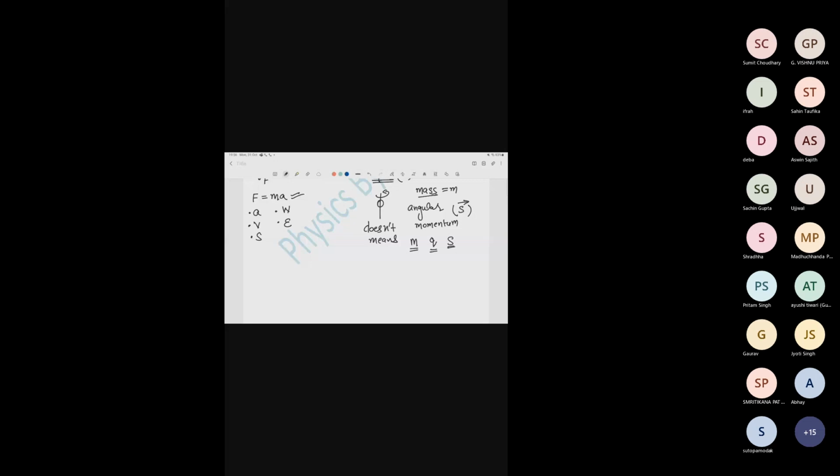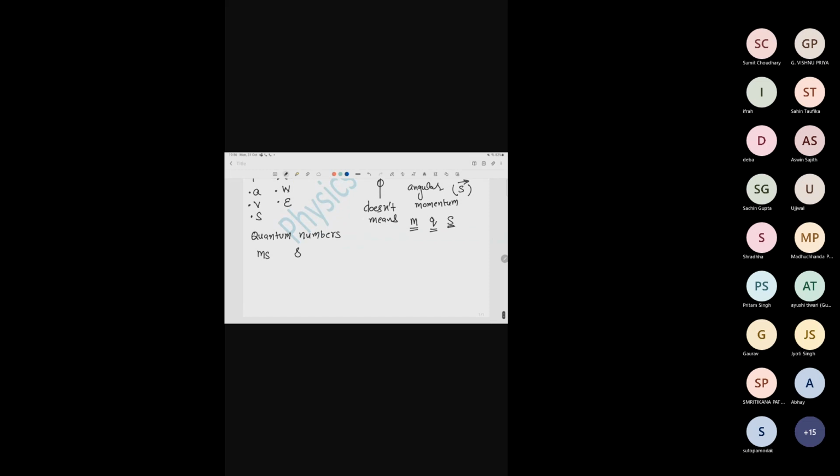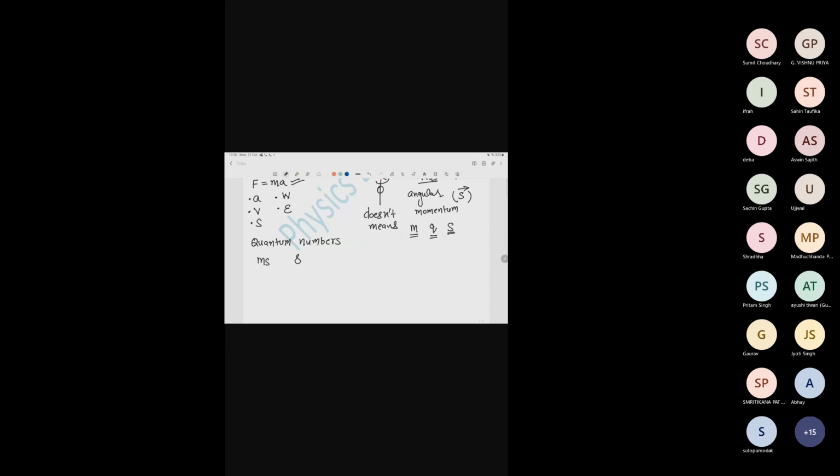Then comes the next step. If it has a spin angular momentum, maybe in lower classes you have studied about one more parameter which we call ms and small s. These two parameters you must have heard. Whenever we go to quantum mechanics, the number one thing that comes into the picture is quantum numbers. Why it comes into the picture, I will explain by the end of this lecture. These are the two quantum numbers which are required to describe the spin of the electron.